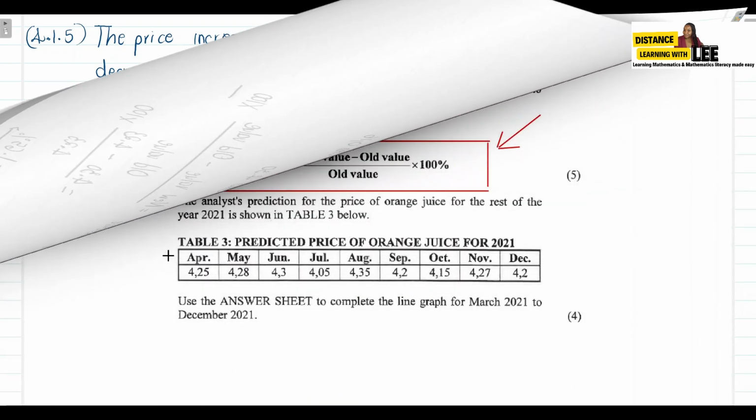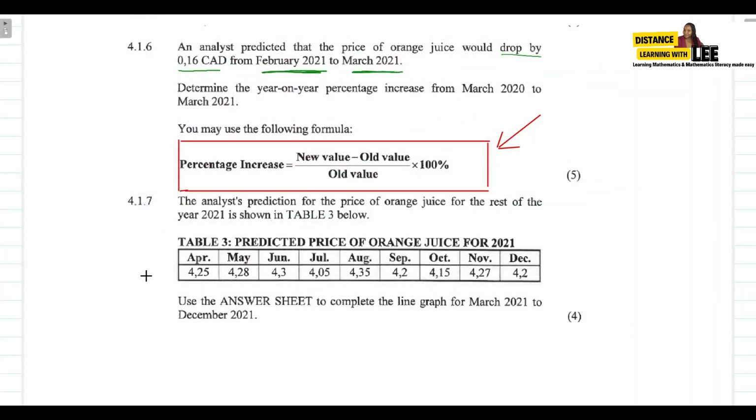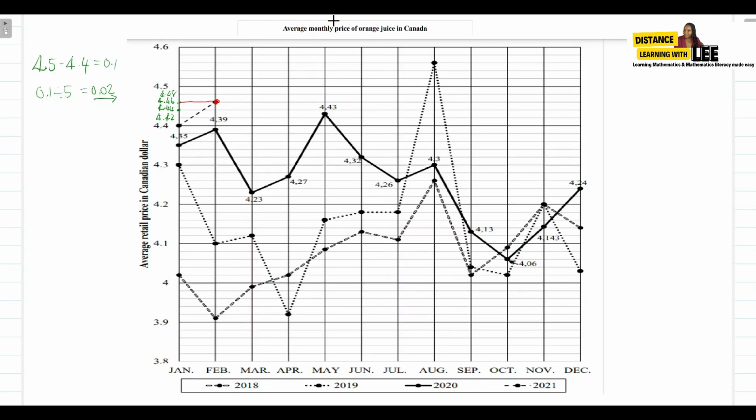And the last question: the analyst's prediction for the price of the orange juice for the rest of the year 2021 is shown in table 3 below. Remember, we did mention that for your year 2021, this graph is basically incomplete. It stops at February.